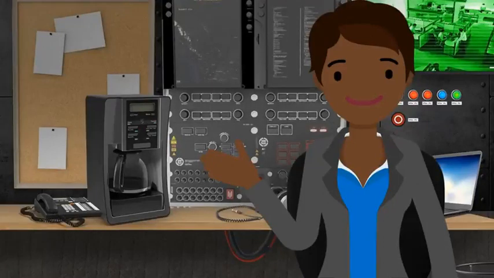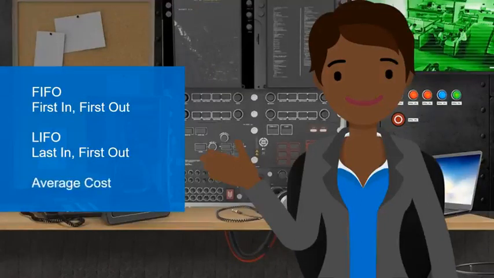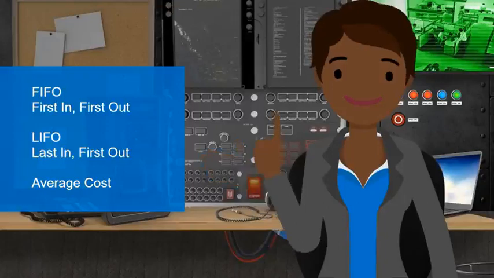The assumptions are like guidelines that we use to help us estimate what the flow of cost through our inventory might be. There are basically 3 main assumptions. 1. FIFO, which stands for first in, first out. 2. LIFO, which stands for last in, first out. And 3. Average cost. So what assumptions are these cost flows making?